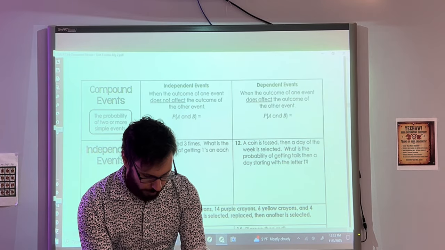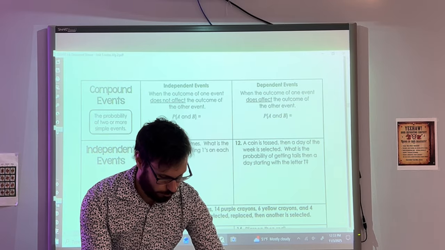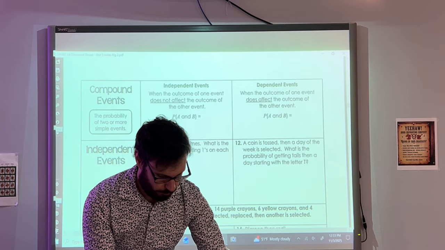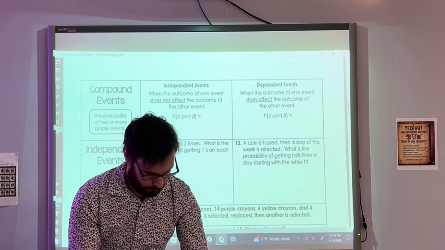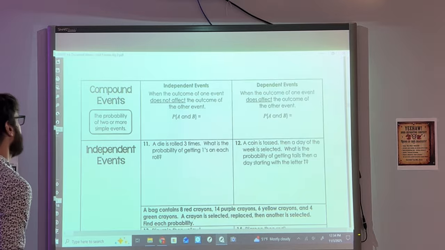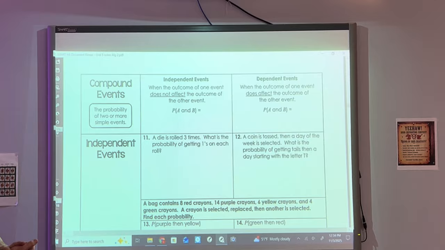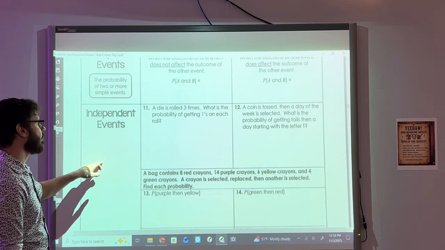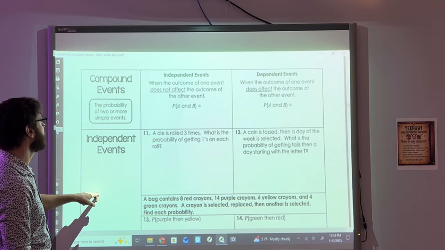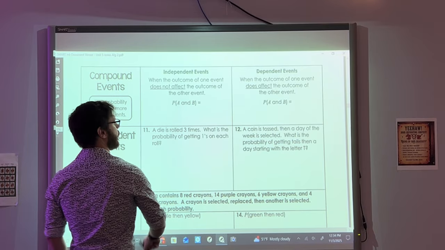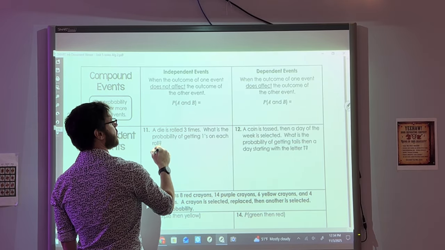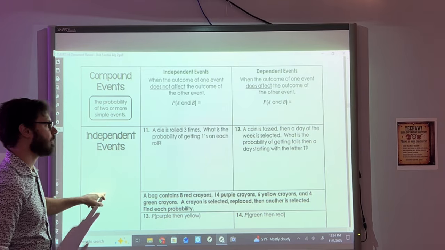Now we're talking about compound events. Oh, did not have this. I'm missing a page. Compound events: the probability of 2 or more simple events when the outcome of an event does not have an effect. I'm coming back for those formulas. I don't remember. I don't really use the formulas super much. Independent events. Well, oh yeah, actually I know this one. No, I don't know that one. I lied to you. I don't know that.